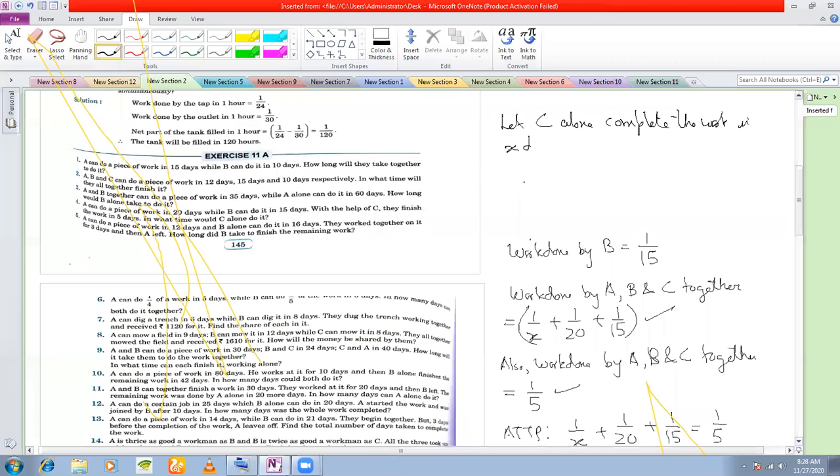Okay. So now work done by A will be 1 by 20. That's it. Because A alone can complete the work in 20 days, B alone can complete the work in 15 days. Therefore, work done by A and B are 1 by 20 and 1 by 15. And we have taken that C can complete the work alone in X days. Therefore, work done by C will be 1 by X. That's what I have added.